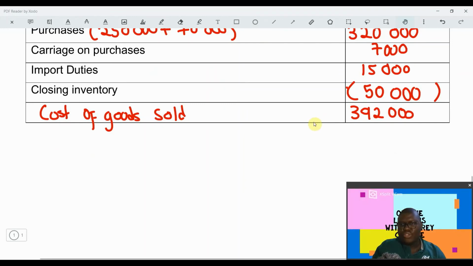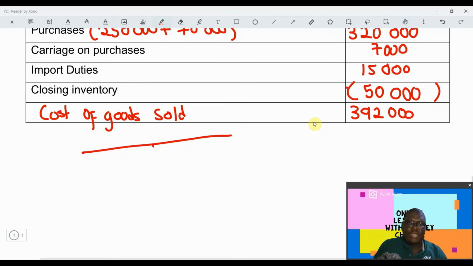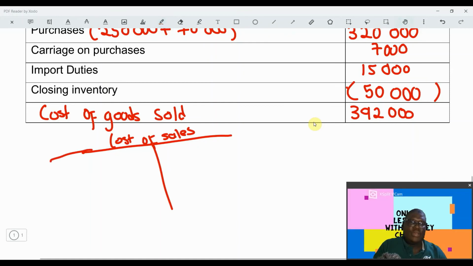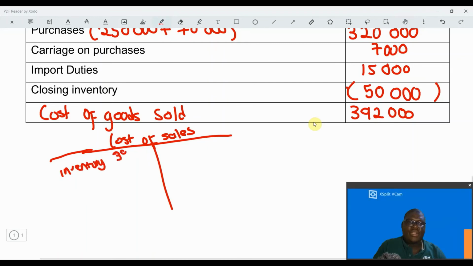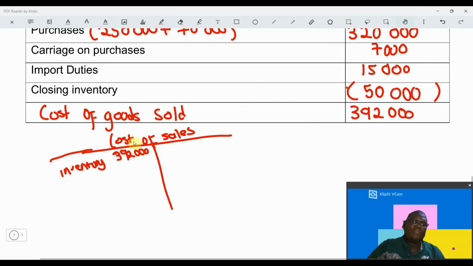So when you show this on a T account, you're going to do something like this. Your T account will be like this. You're going to have cost of sales, and then your cost of sales account here will have to be debited by inventory, and then you have 392,000. Okay, so this is how it will be shown in a T account format.